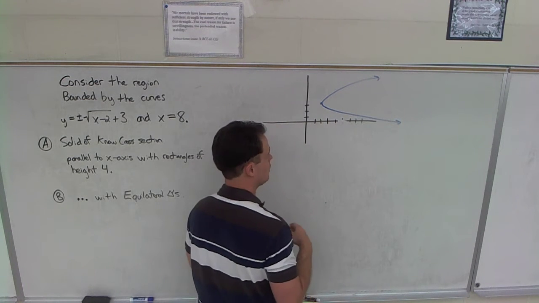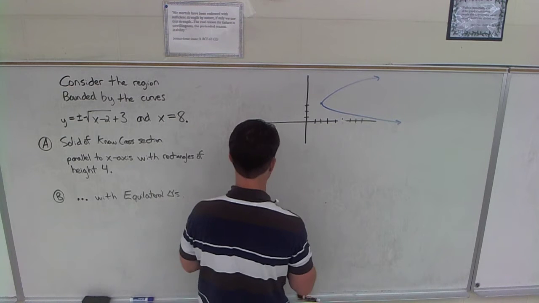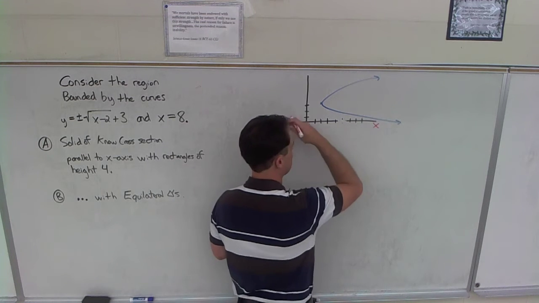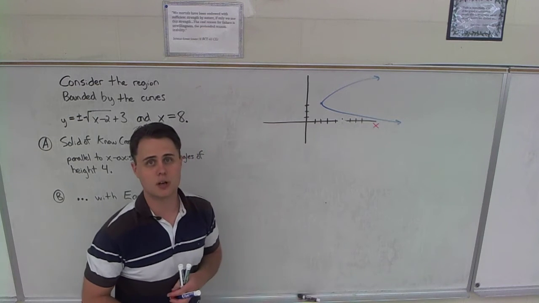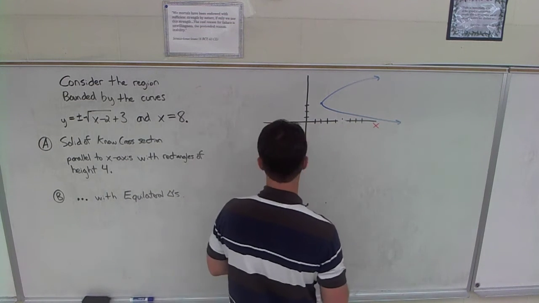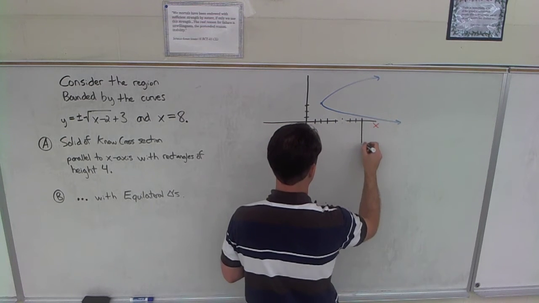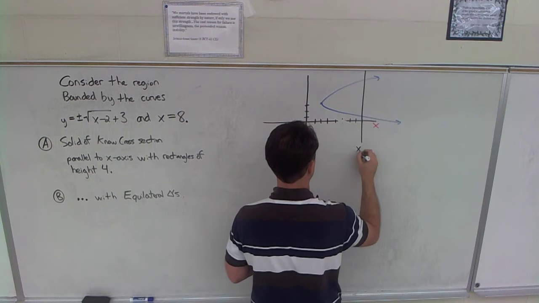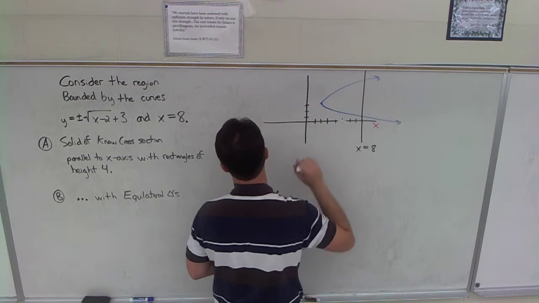Don't need to know. This problem said for part A, we want the volume of the solid of known cross section that's parallel to the x-axis. This is the x-axis. Parallel means our cross sections are going horizontally. So this is the example of a horizontal problem that I've been promising. And it says x equals 8, right? We should be cutting it right there at 8. So there's x equals 8. So we're talking about this base region basically.